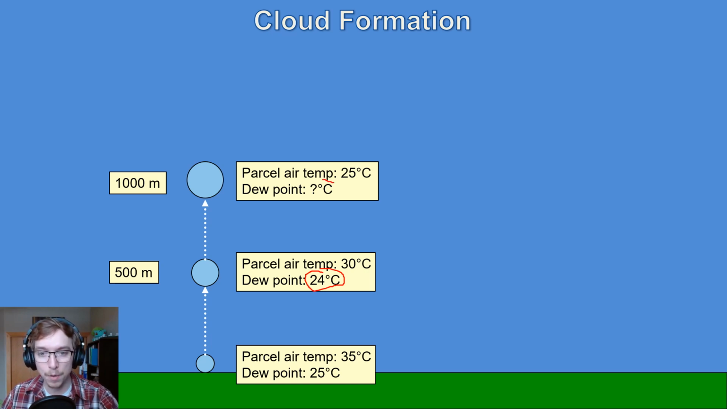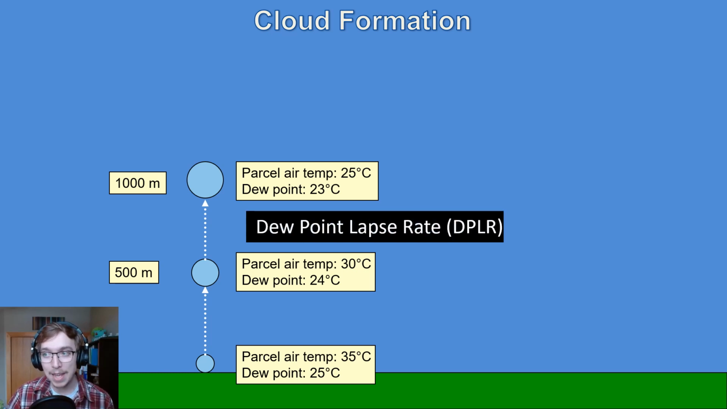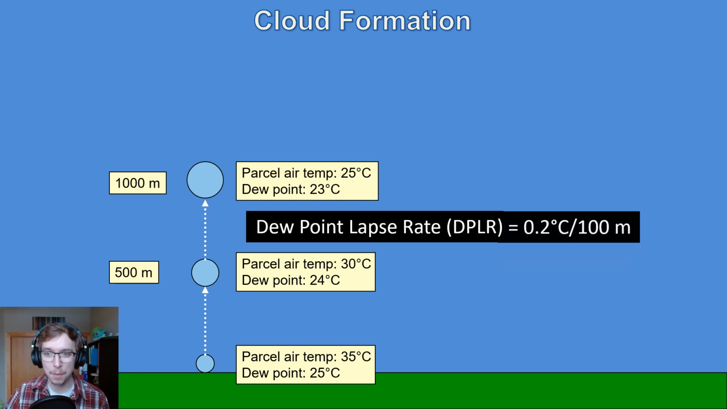What would it be up here? At that same rate, we're going to hold that rate constant. So by the time you get up another 500 meters, that says we'll have cooled 5 times 0.2 again, a whole other degree. Now we call that our dew point lapse rate, or DPLR. And the dew point lapse rate, again, just comes out to be roughly 0.2 degrees Celsius for every 100 meters of rise. That says that our dew point and air temperature at 1,000 meters still aren't the same thing. So we haven't hit our lifting condensation level yet.